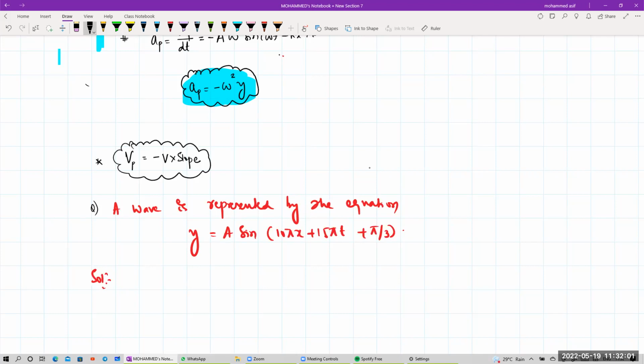Now tell me in which direction the wave is going. Positive x-axis. Positive x direction.